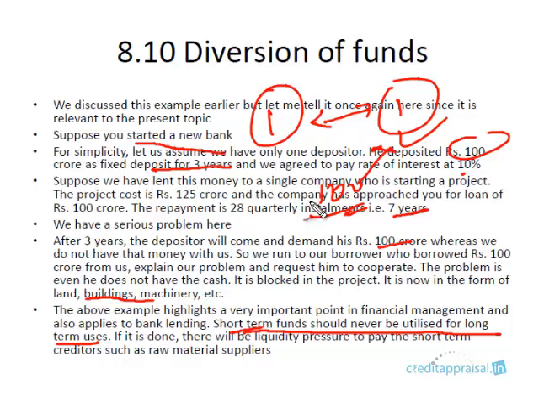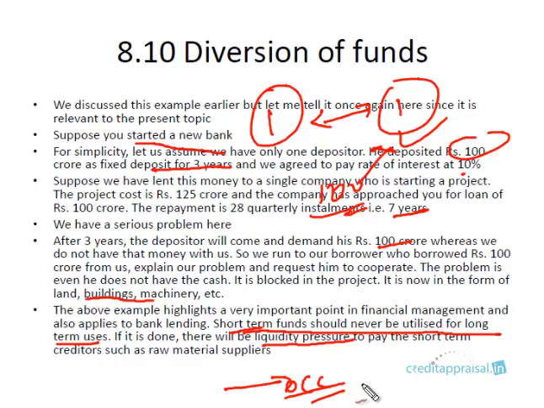When short-term funds are used for long-term uses, there will be liquidity pressure. We call this liquidity pressure, funds mismatch, funds crunch, whatever it is. Basically, it's liquidity pressure. You can translate this example to a real-life company. As a banker, if you lent OCC funds, this is for a short-term purpose, maybe to purchase raw material.